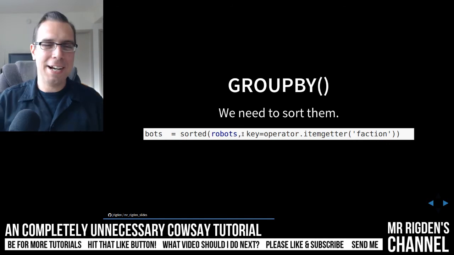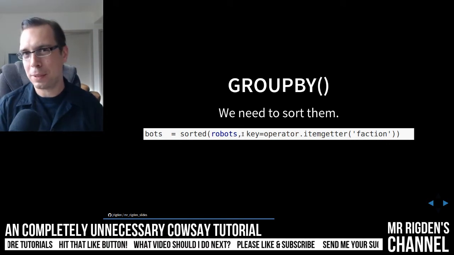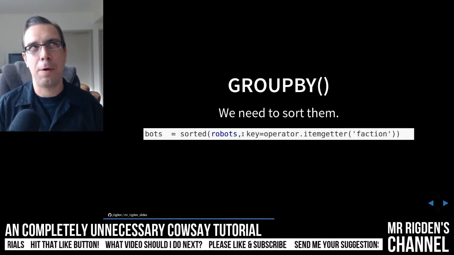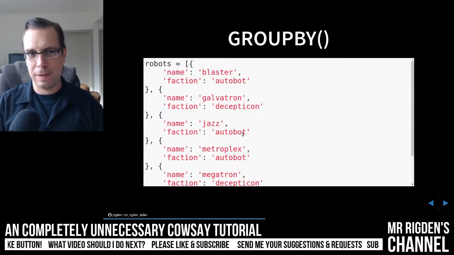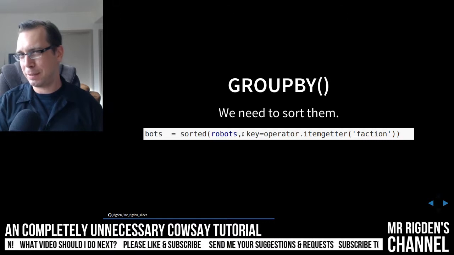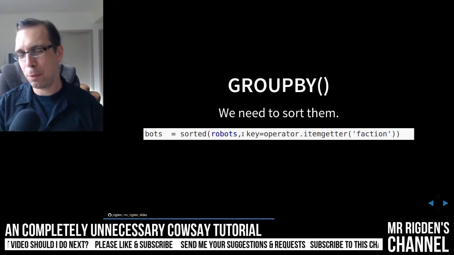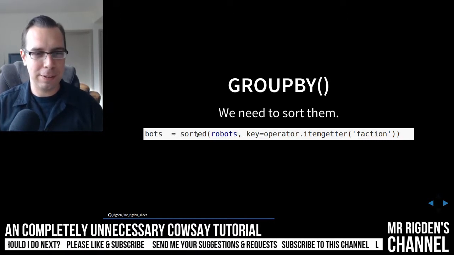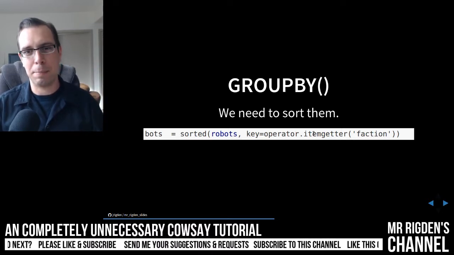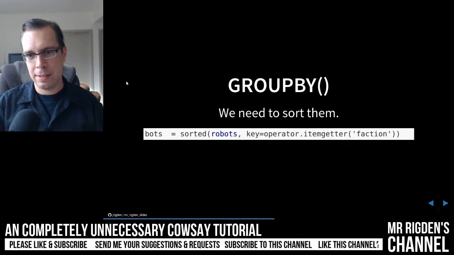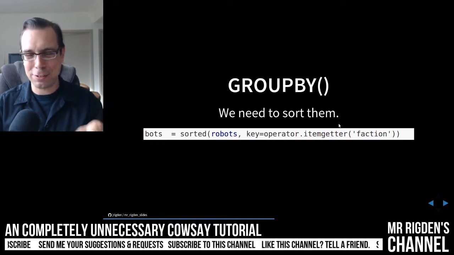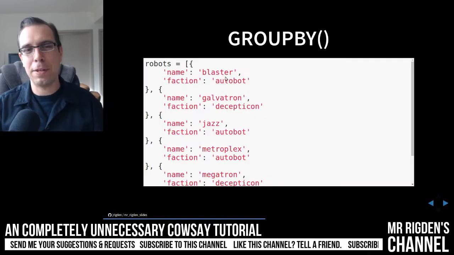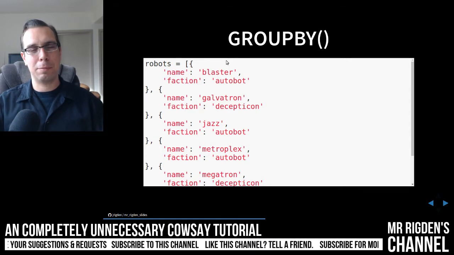Okay, so first we want to sort them. If we don't sort them, they'll be grouped by chunks. Just trust me on this. Just sort them, everything will work out wonderfully. So we're going to sort this list by their individual dictionary keys. So we're going to sort them by faction. So even though they won't be in separate groups, they will be ordered.